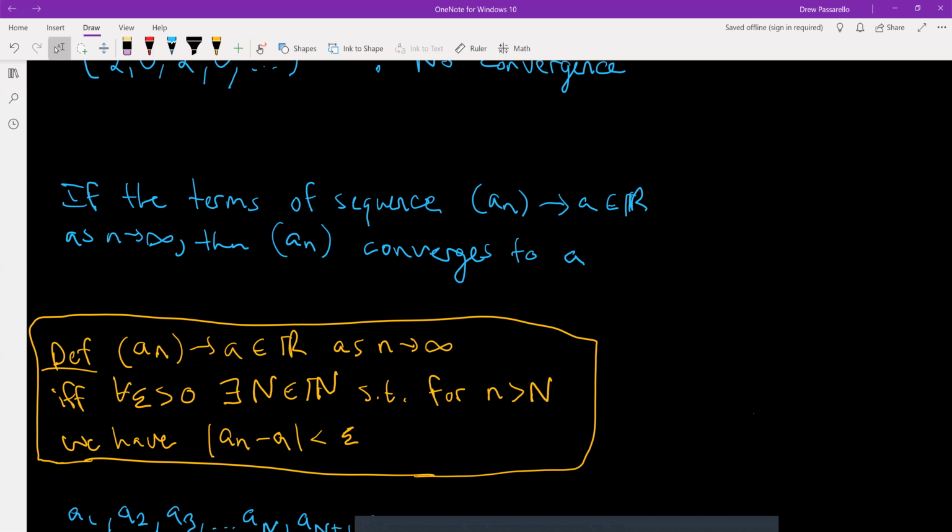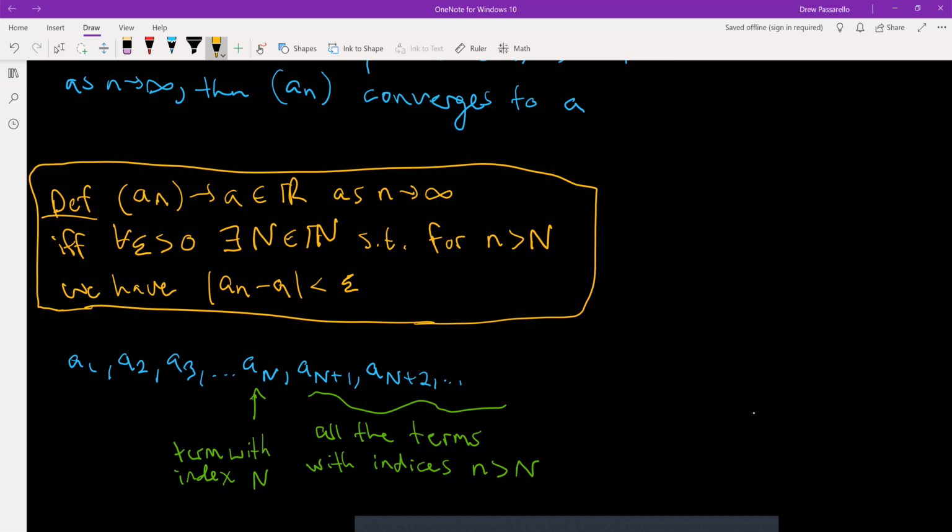All right, so there's a little bit here to dissect. If I list the terms out, like a_1, a_2, a_3, dot, dot, dot, and then I get to a_N, that's a subscript, so that's my index, the term with index capital N. And after that I have the terms a_(N+1), a_(N+2), and so on. All of these terms to the right of a_N are the terms with indices little n bigger than capital N.